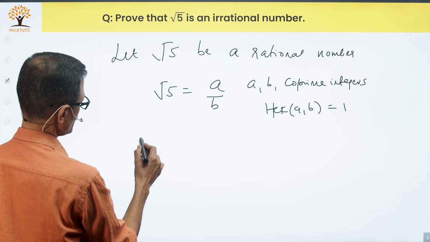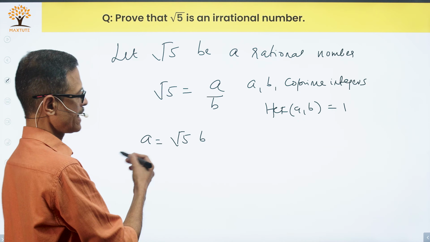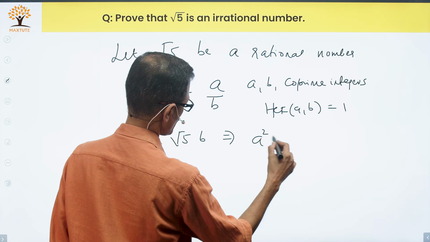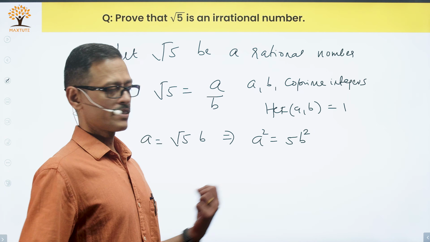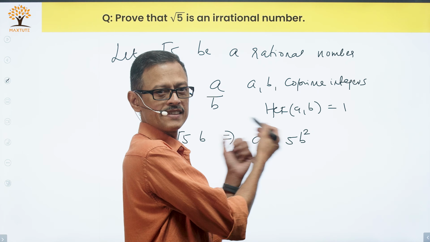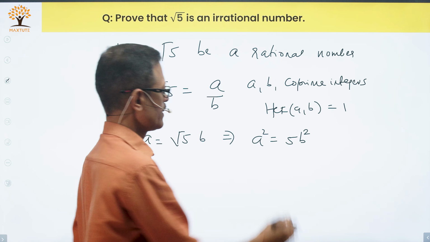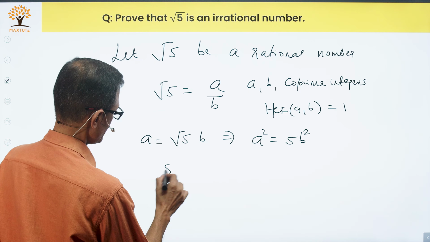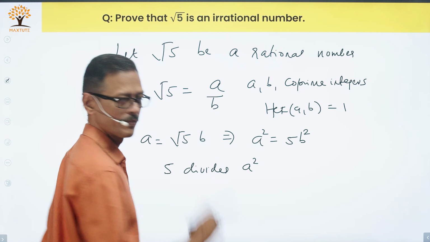Cross multiply, you will get a is equal to root 5 b. Square both sides, we get a square is equal to 5 b square. We know this theorem: because a and b are integers, a square is equal to 5 b square, so 5 is a number that is going to divide a square. So 5 divides a square.